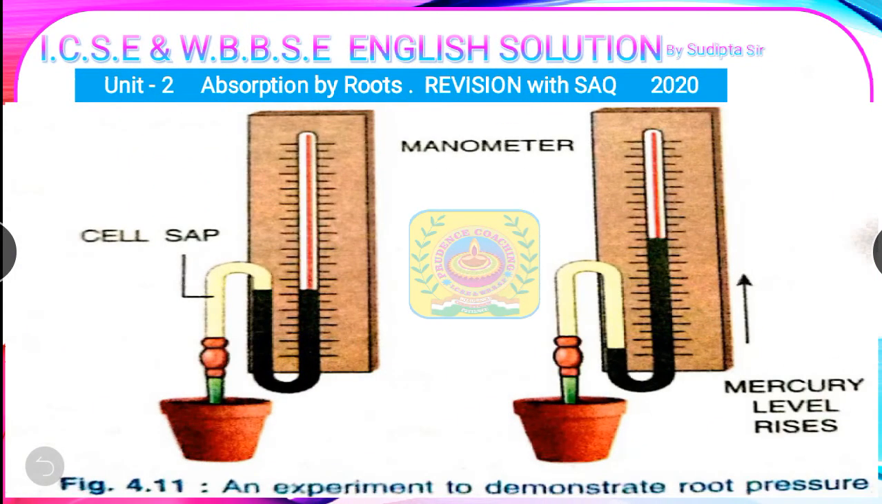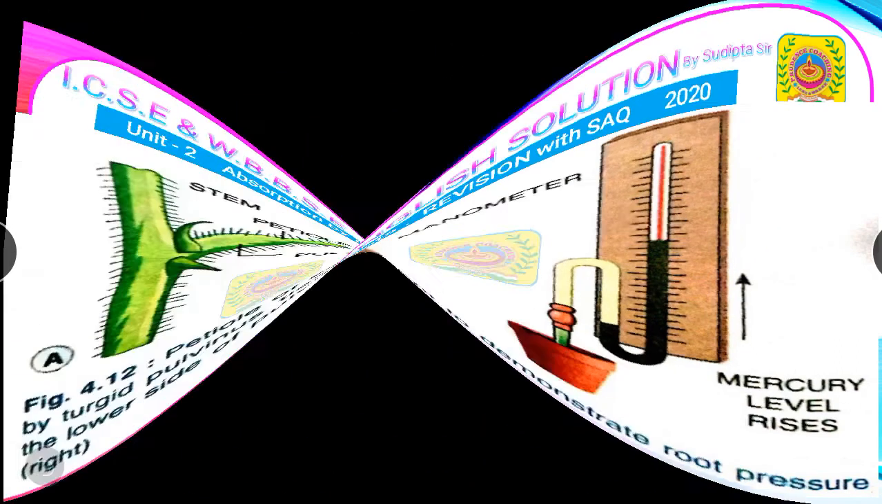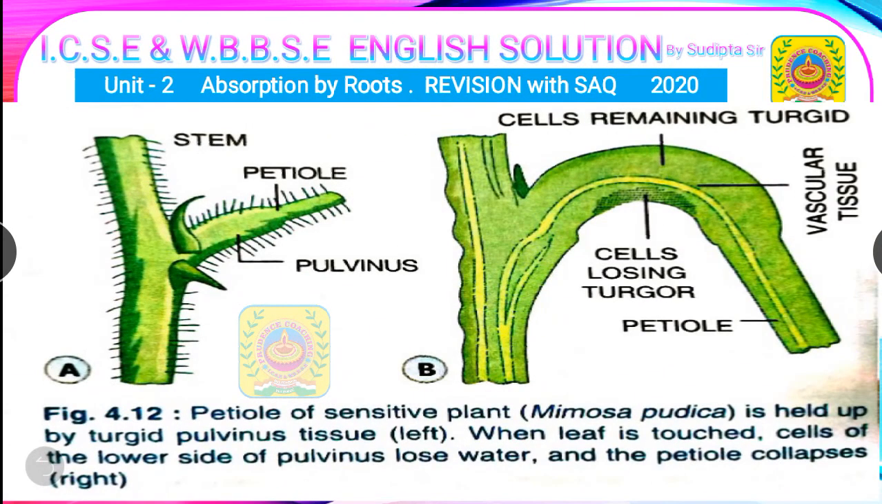Now we need to know the experiment of root pressure. These are the manometers, and the process of root pressure has been shown in this picture. You just have to look at this picture and understand this root pressure system. Due to this root pressure, the mercury level will rise after some time when the process starts. And this is the process of turgidity.